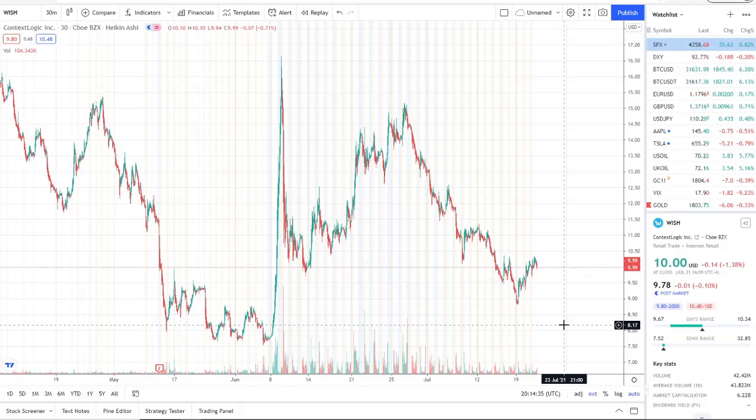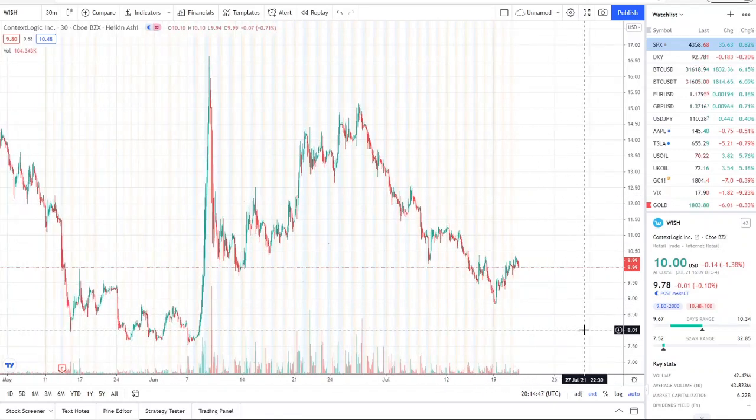So here we are with ticker symbol WISH, ContextLogic Inc WISH Stock, right? WISH Stock had hit a most recent low. It touched the 8s, bounced back up. And what is going on now, right? That's what we're going to look at.